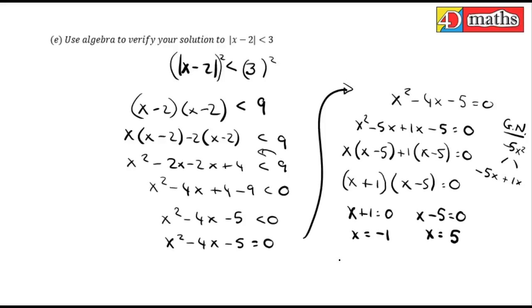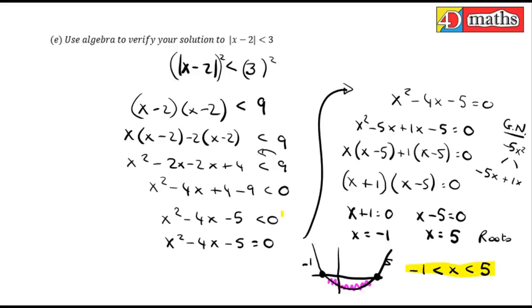So what do we do at this stage? We draw the quadratic, and we know that this is where the roots are. These are called roots. So roots are at minus 1 and 5. And we draw the quadratic. And what does the inequality say? It says the quadratic is less than 0. So where is it less than 0? It's less than 0 down here. It's all the values between minus 1 and 5. And that's exactly the same answer we got when we looked at the diagram on the previous part of the question.